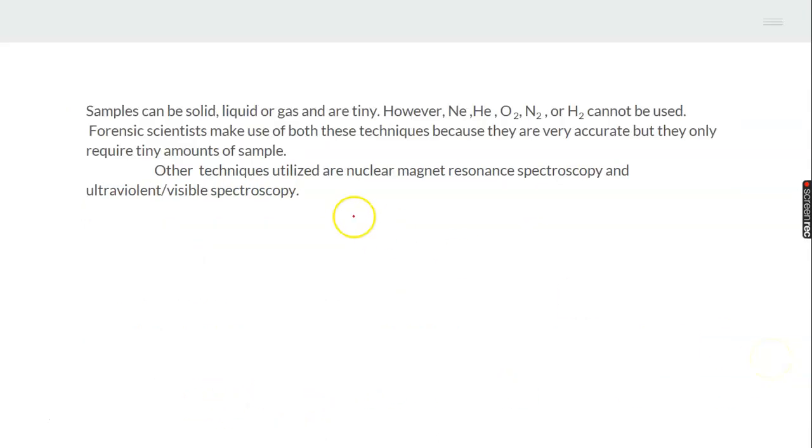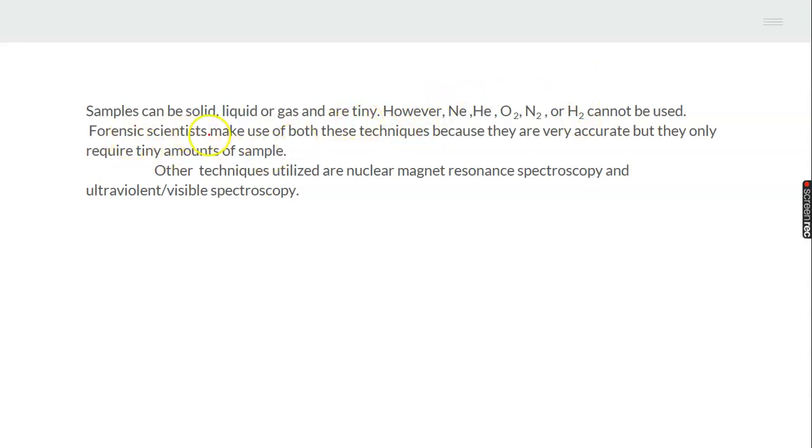Okay, so the sample being tested by these instrumental techniques can be solid, can be liquid, can be gas, and they are very tiny, just a little of it that you need. However, neon, helium, oxygen, nitrogen, and hydrogen cannot be used. I hope you know the reason why they cannot be used anyway. They could be too light, because all you need to use is just tiny.